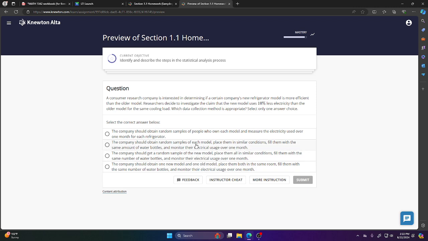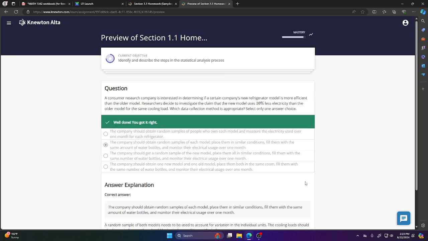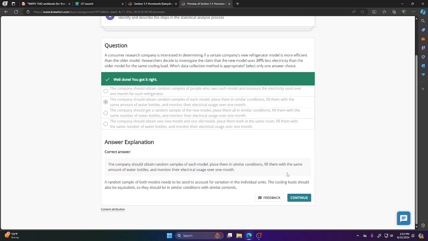Oh, do you see the difference? Look, only the new ones? No, we want each of them, right? Like, so far, that's my favorite. Obtain a new model and old model, place them in the same room, fill them with this, monitor this and that. What's the difference between this one and the top one here? Top one has what? Oh, it has more samples of each rather than just literally one and then another. Gotcha. Yeah. Okay, there we go. Cool. Gotcha. See those keywords.